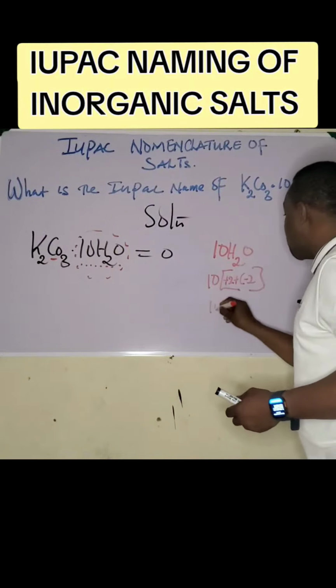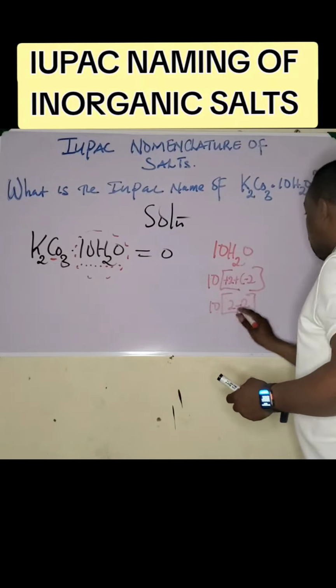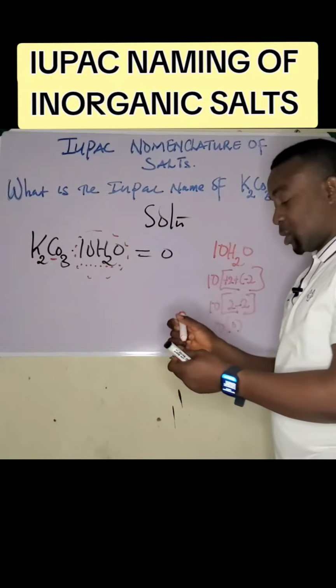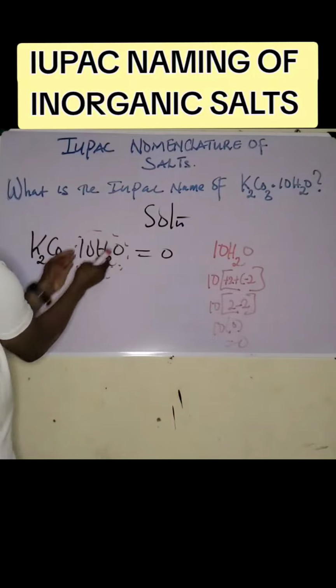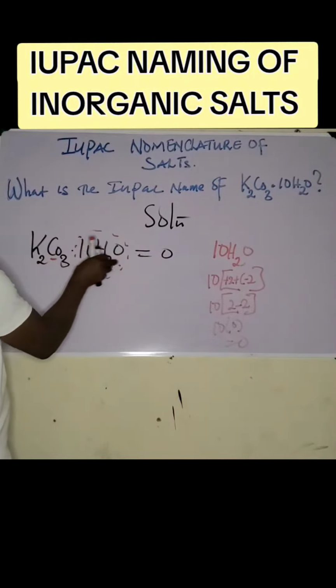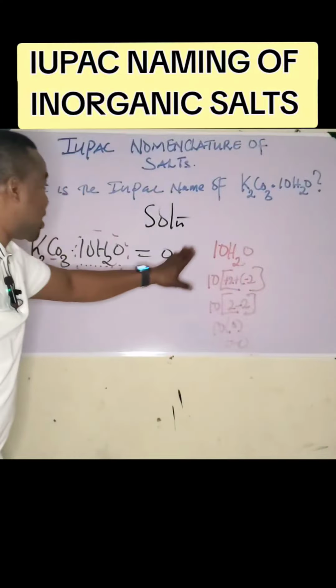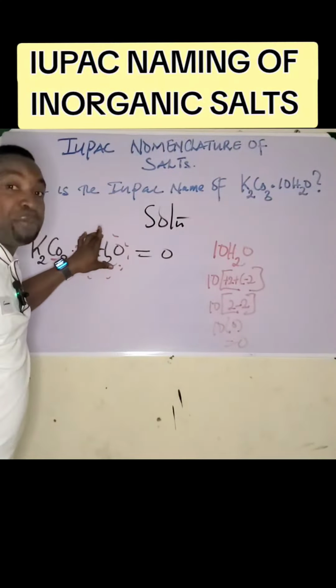So now, if we open the bracket, look at what we have. 2 minus 2 will give us 0. And 10 times 0 will give us 0. So that is to say that everything about this hydrated part, these molecules of water, is giving us 0. Okay, so you see, you have handled everything about here so that this will not be a problem to you.